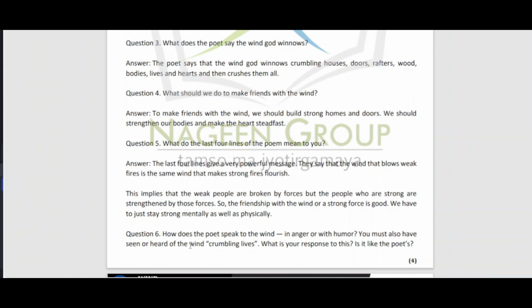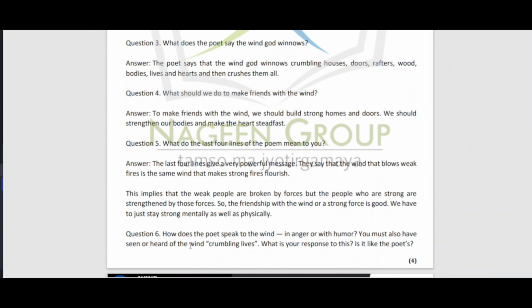Just like we know the wheat is winnowed to separate the grain from the chaff, the wind god separates the strong people from the weak people. When there is a strong wind, all the things that are weak are the ones that fall and get crushed.